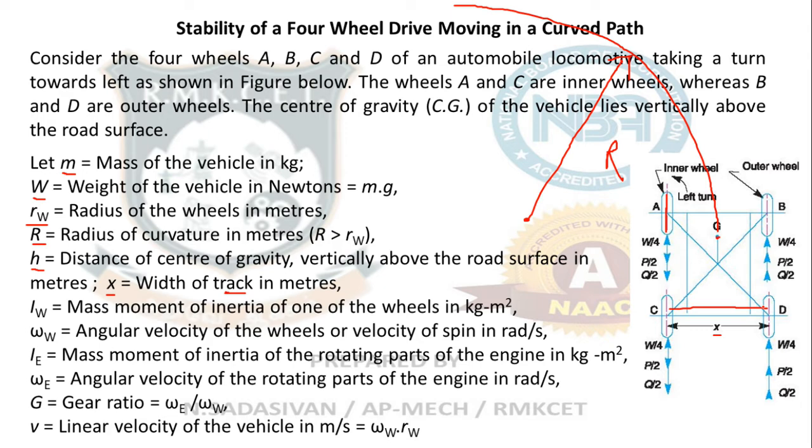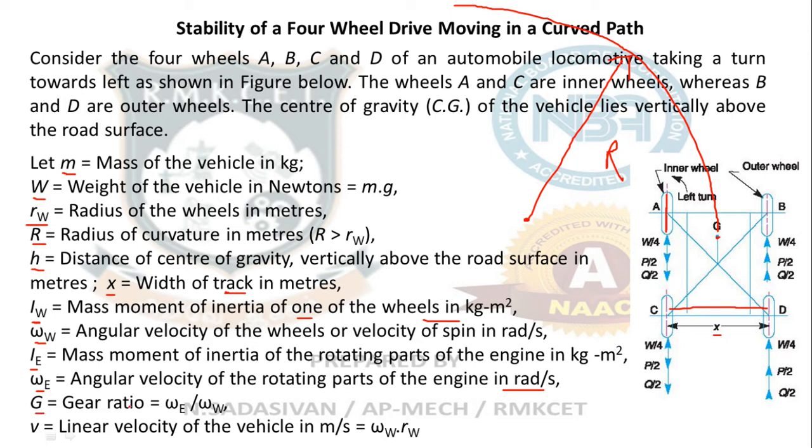I_w is the mass moment of inertia of one of the wheels. Each wheel has a moment of inertia of I_w. Omega_w is the angular velocity of each wheel. I_e is the moment of inertia of the rotating parts of the engine, because you have a very large flywheel in an engine which is going around at a high speed. Now, if you take a turn, that is also going to create gyroscopic disturbances, so we have to consider the engine also. Omega_e is the angular velocity of the rotating parts of the engine in radians per second.